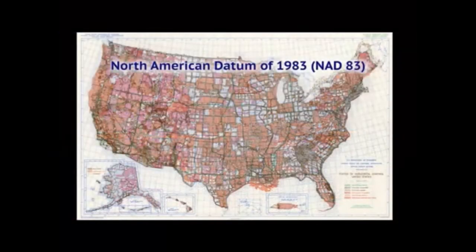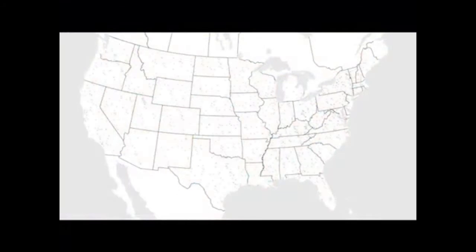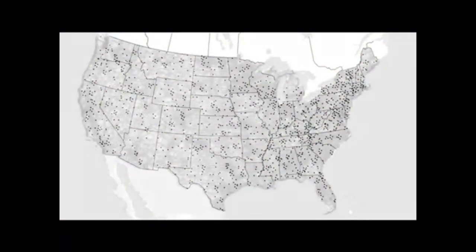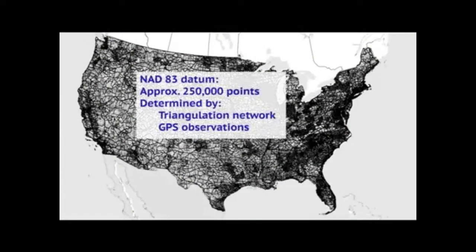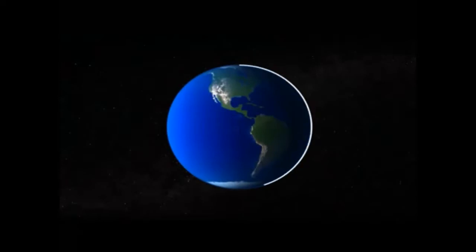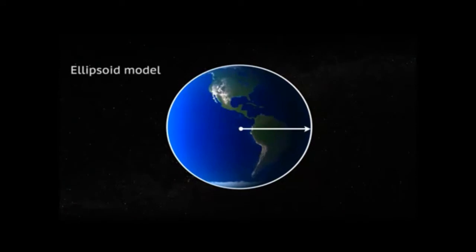The North American datum of 1983, called NAD83, is the horizontal datum for the United States. NAD83 is based on a set of approximately 250,000 points. These points have positions that were determined both through the extensive triangulation network established over decades and newer GPS observations. All of these points were constrained to a geocentric origin, specifically the center of an ellipsoid model, which is a commonly used mathematical figure approximating the shape of the Earth.